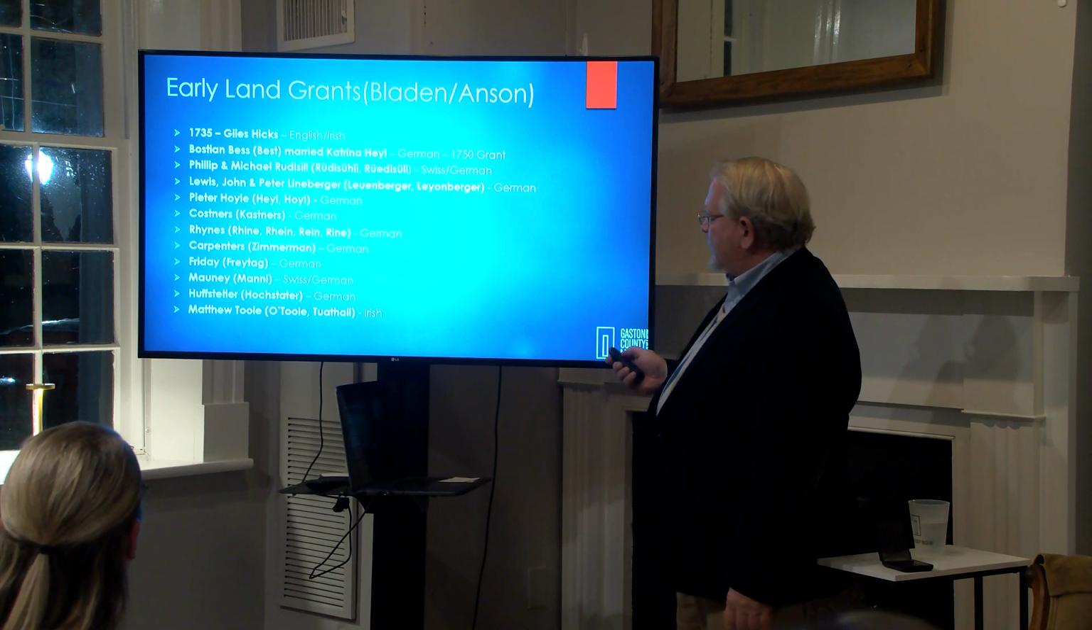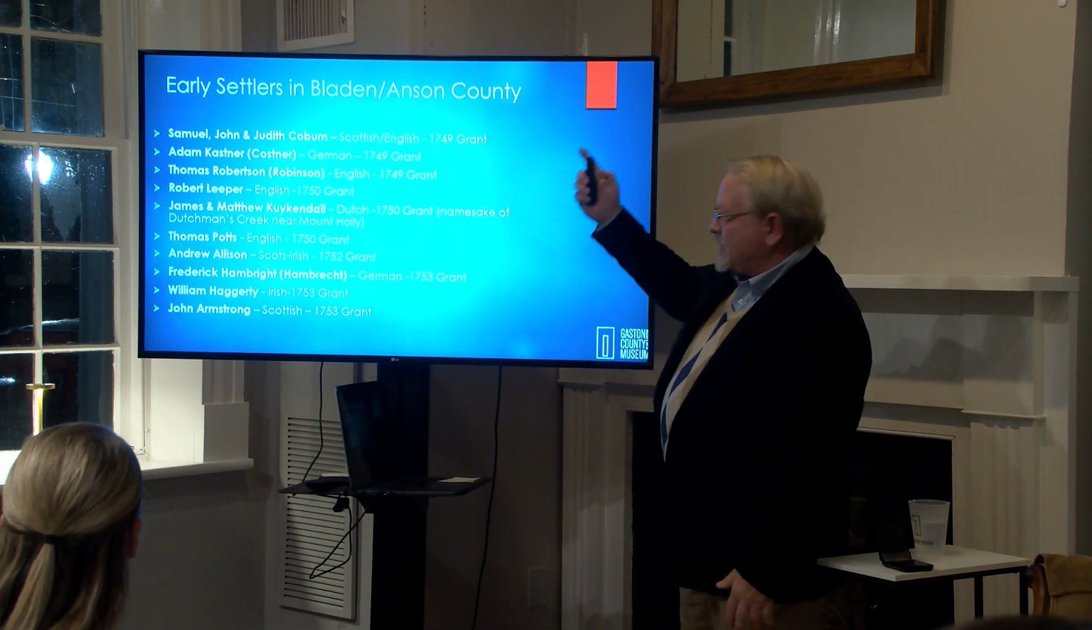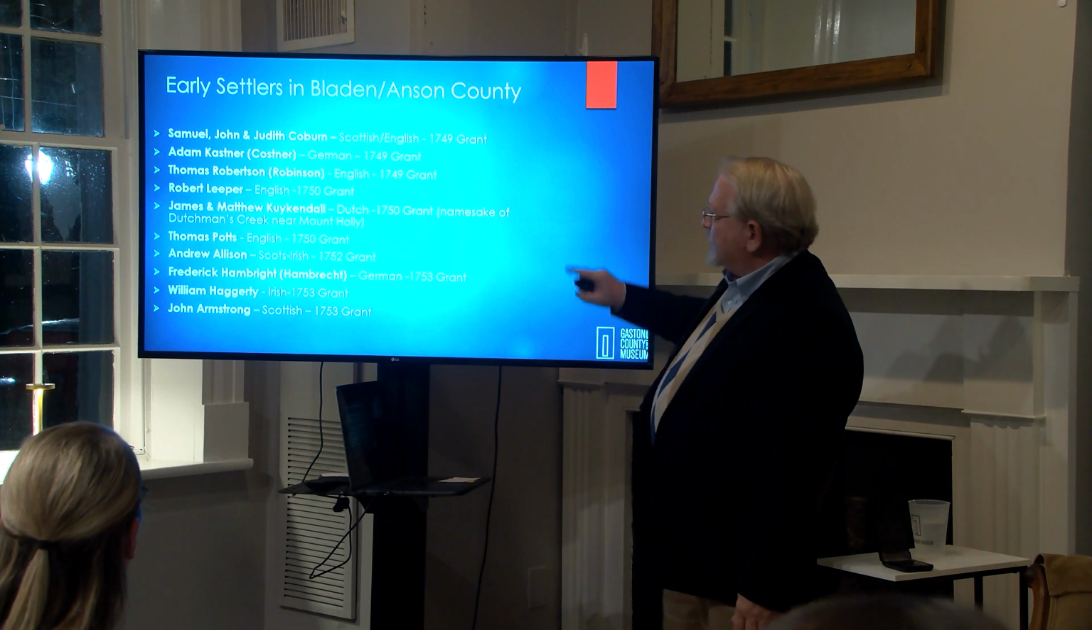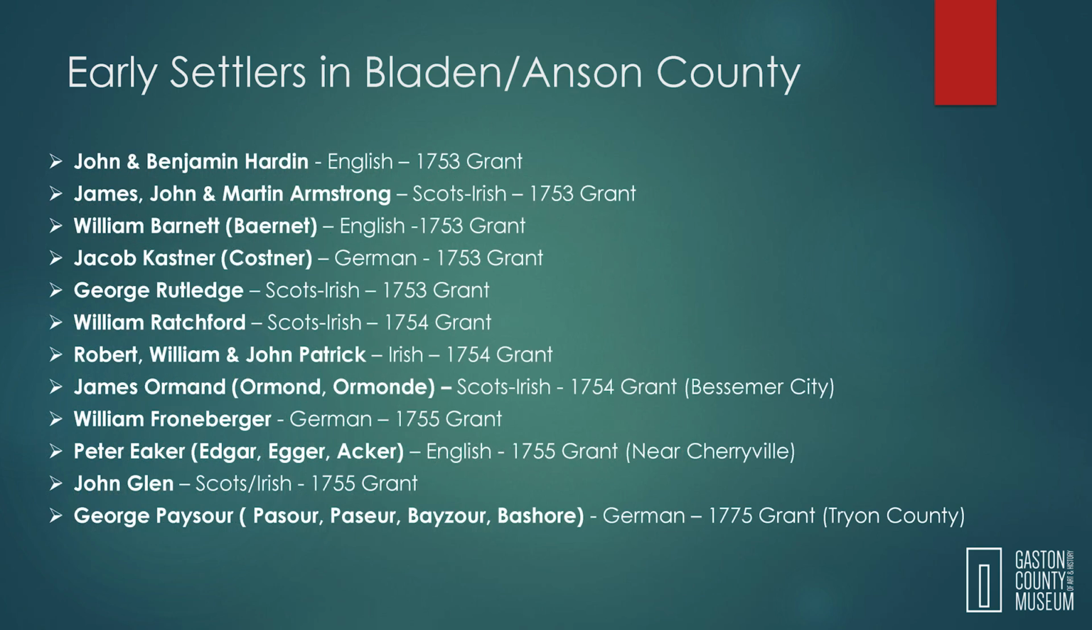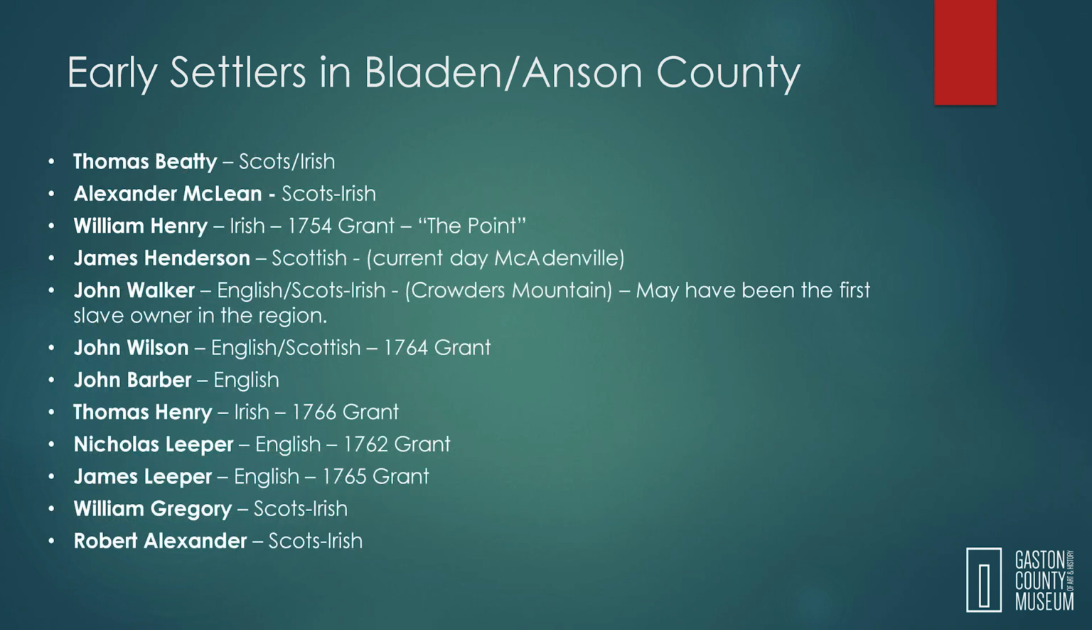So those were a lot of the Germans, but I've got several pages of these, and we won't go through all of them, of course, but you can look at the grants. You can look, the Kirkendalls. You'll see the Hambright. He was very famous for his participation in the American Revolution and other things. The Costners, the Robinsons, Leeper. Then we have the Hardens, the Armstrongs, Rutledge, Orman, Frondenberger, Aker, Glenn, Pesor. In fact, I'll show you something really neat about George Pesor here in a second.